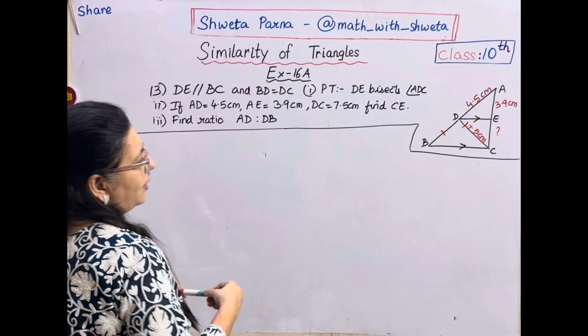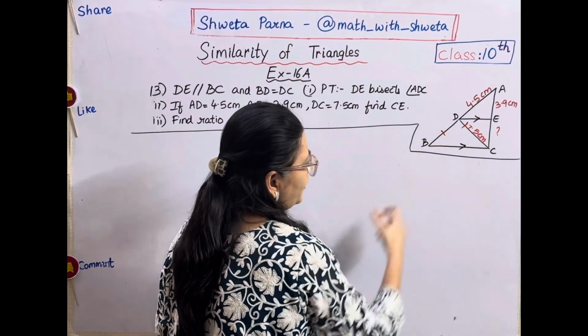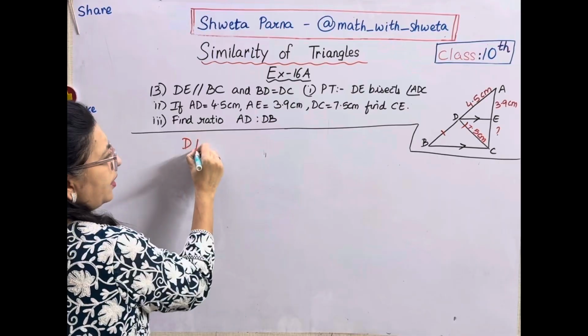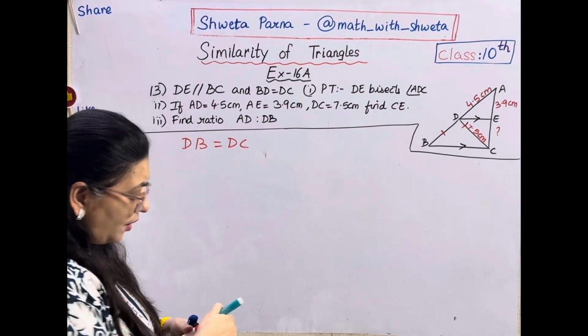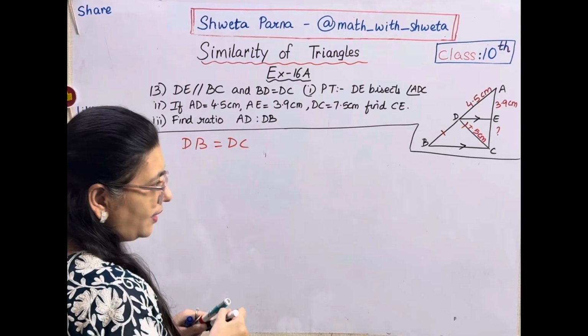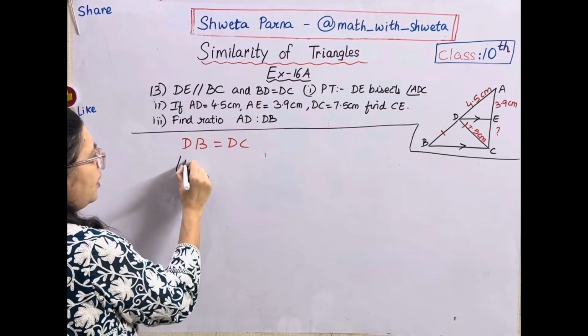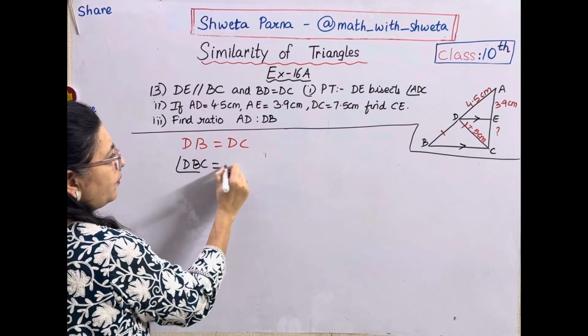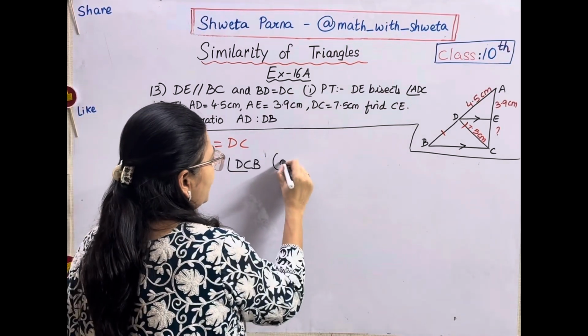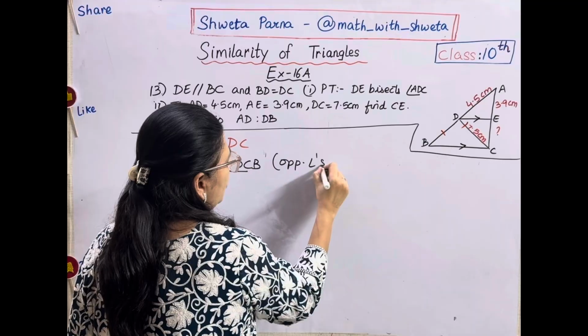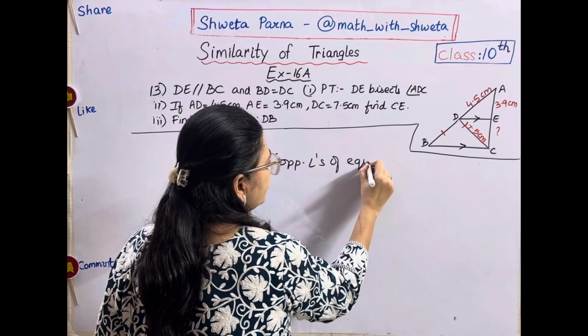Let's understand this one. If DB is equal to DC, it is given, right? If these two sides are equal, that means angle DBC will be equal to angle DCB. Why? Opposite angles of equal sides.